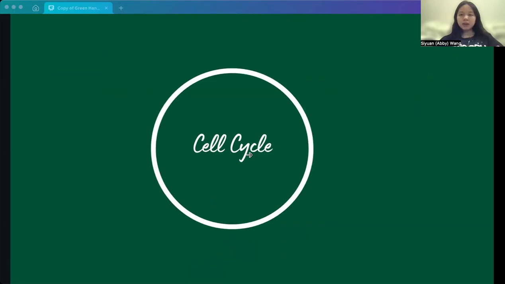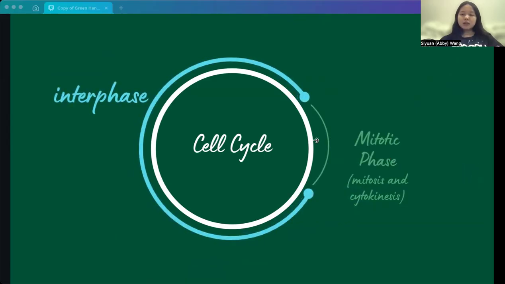Let's start with what is mitosis. Mitosis is a kind of cell division that results in two daughter cells with identical genetic information. The cell cycle usually consists of the mitotic phase, which is known as the M phase and contains mitosis and cytokinesis. The interphase is part of the cell cycle as well, which takes up a large proportion of the cell cycle, but the exact percentage varies from cell to cell. Now let's take a closer look at the interphase and the M phase.